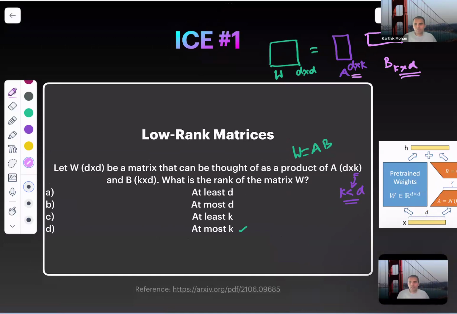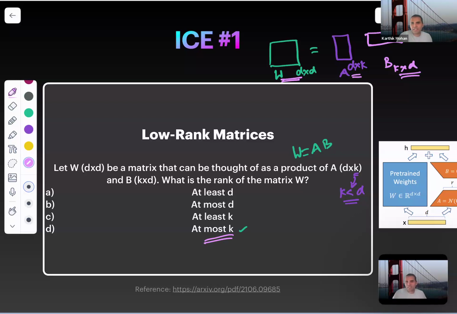So the rank of a matrix is less than the minimum of the number of columns and number of rows. So what is the minimum of D and K? It's K, because K is less than D. And so the product of two matrices will also have a rank less than that. And so it's at most K, right? So even though W looks like this, because we know W is A times B, this W matrix has a lower rank, right?